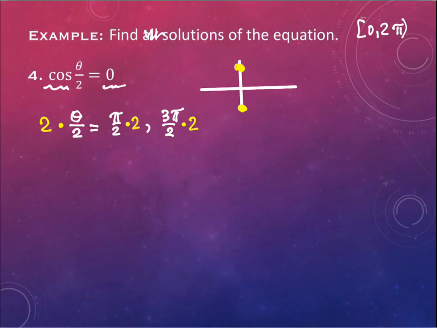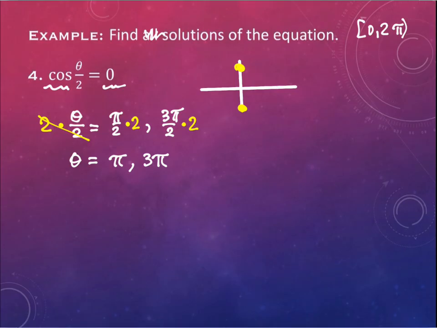So if I take, of course these cancel, which was the point, but if I take pi over 2 and I multiply it by 2, what do I get? Pi. And 3 pi over 2 times 2 would be 3 pi. So this list would go on, right?